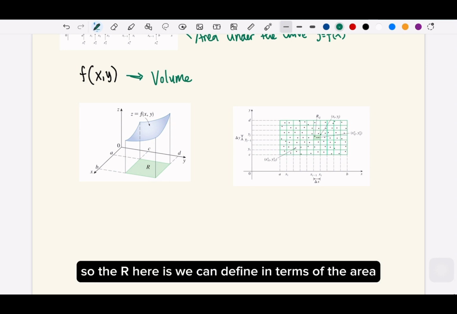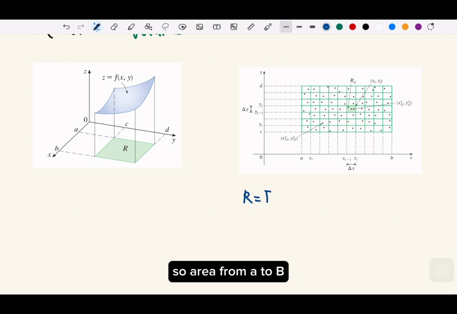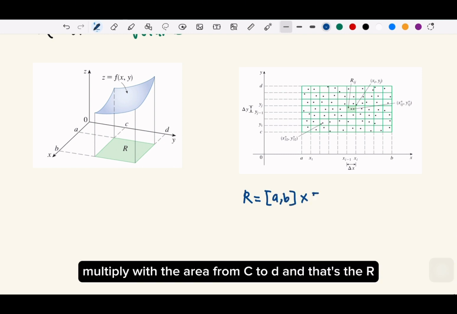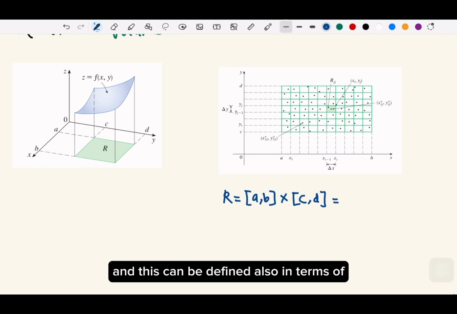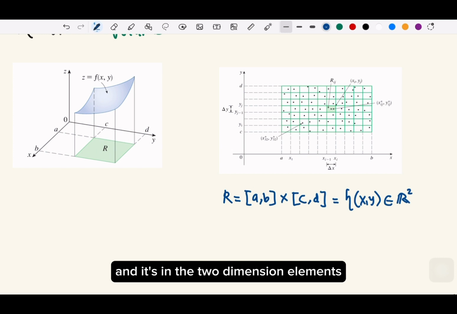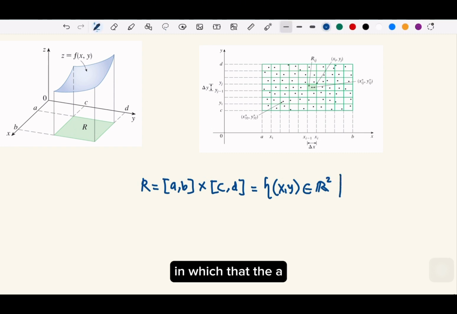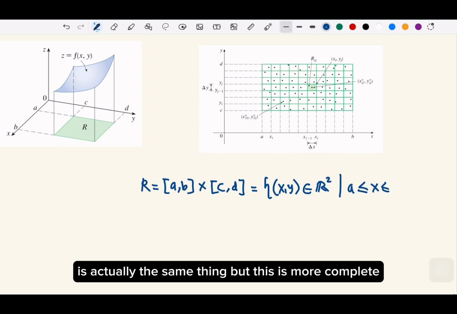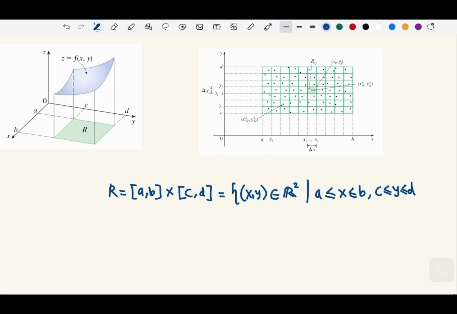So the R here we can define in terms of area: the interval from A to B multiplied with the interval from C to D. That's the R. And this can also be defined in terms of (x,y) as an element of the 2-dimensional real numbers, which is actually the same thing, but this is a more complete notation. And that's R.